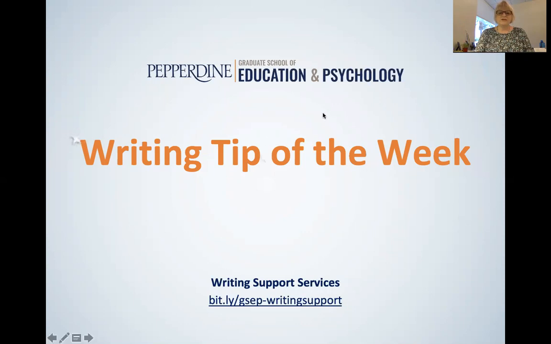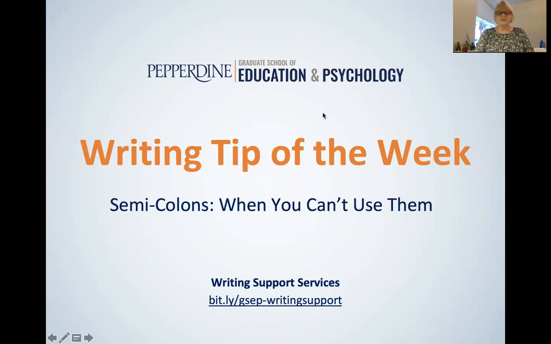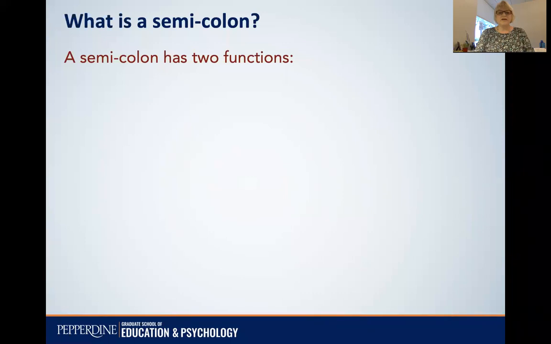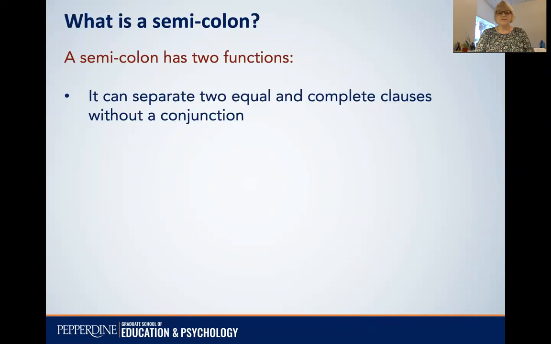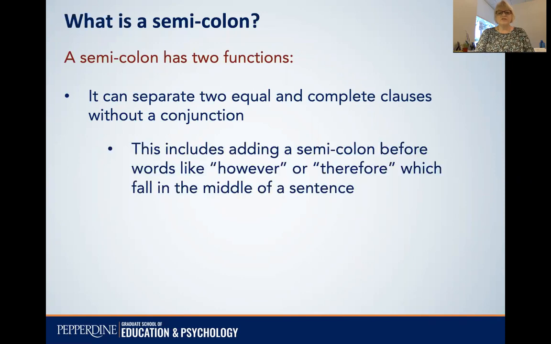Today, we're going to talk about semicolons, a continuation of last week. So this is when you shouldn't use them. As I mentioned last week, a semicolon has two functions. It can separate equal and complete clauses, which includes putting words like however, for example, or therefore in the middle of the sentence. You'd put that semicolon right before it. And they can separate items in a list, especially a list with commas.